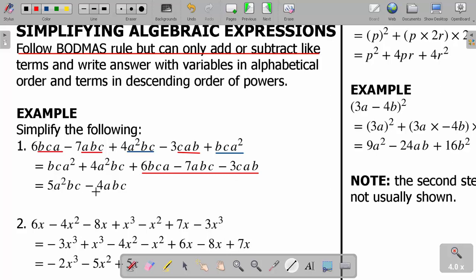Now you see we are arranging them in alphabetical order. Now if I come back here, this one with blue is 4a squared BC, then plus BC a squared. There is a 1 here, a 1 here, okay. So it's going to be 4 plus 1, which makes 5. That's why it is 5a squared BC. Hope we are together. So this is the simplified form of these expressions. Are we together? Let us proceed.